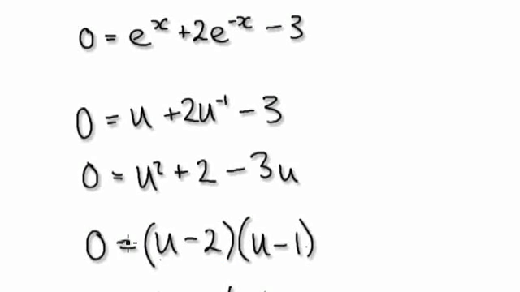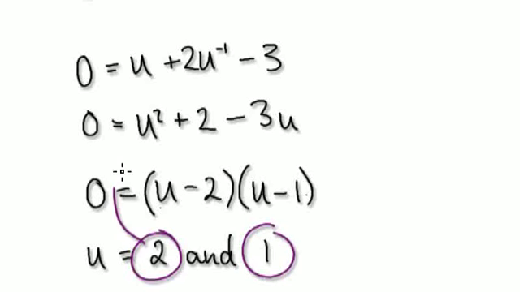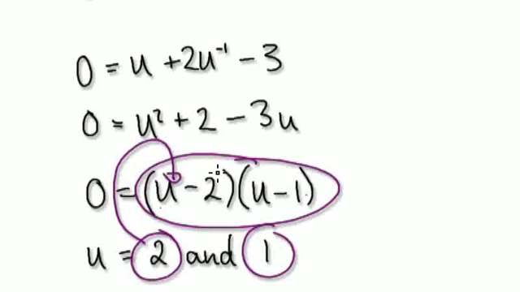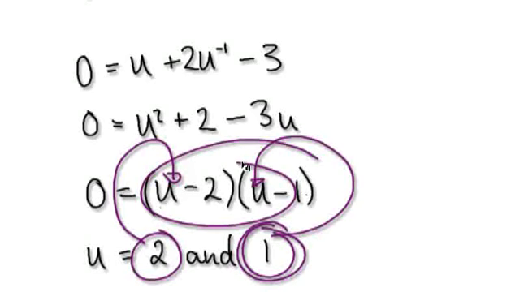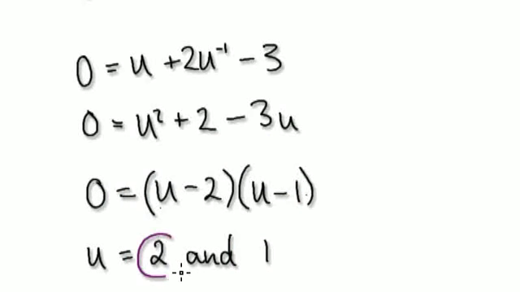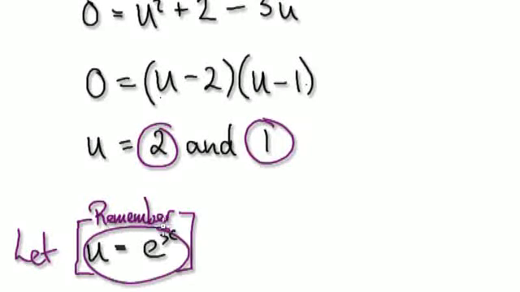You see, u equals 1 and 2 here. So when you put 2 into here, this whole thing will be 0. When you put 1 into here, this whole thing here will be 0. Okay, so the answer here is u equals this and this. And remember from earlier we said let u equal this thing here.